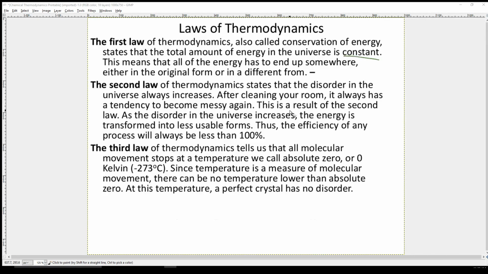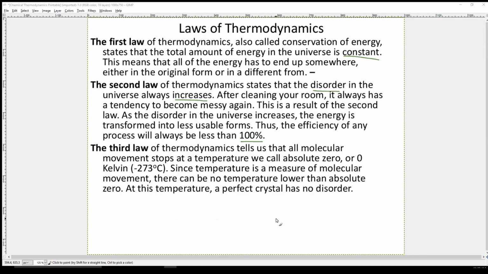The second law states that the disorder in the universe always increases. Entropy always increases. After cleaning your room, it always has a tendency to become messy again. This is a result of the second law. As the disorder in the universe increases, the energy is transformed into less usable forms. Thus, the efficiency of any process will always be less than 100%. That's pretty sad.